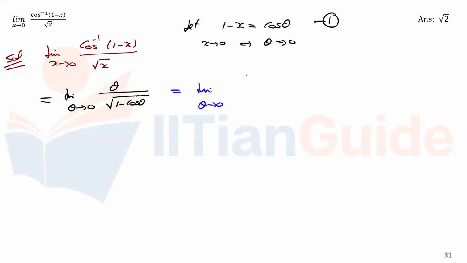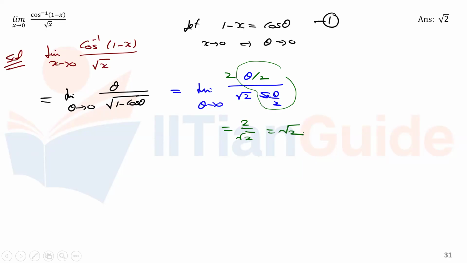Limits theta tending to 0. I have theta in the numerator and under root of 1 minus cos theta in the denominator. If I solve it, I am getting under root 2 times sine of theta by 2. Can I write this way? Yes, sir. In the numerator, I have theta, I need theta by 2, so I'm doing a manipulation. I write 2 here and theta by 2 here. So sin theta by theta, both the thetas are same, its value is 1. So basically I am getting 2 by root 2, or I can write it to be root 2. Clear? Yes, sir. Any problem?